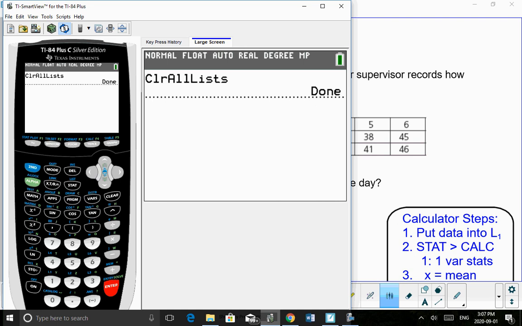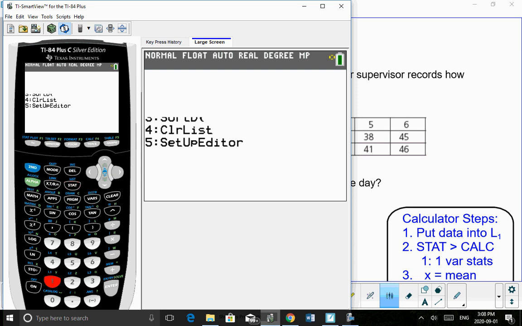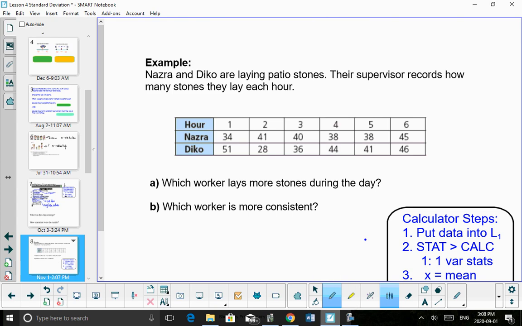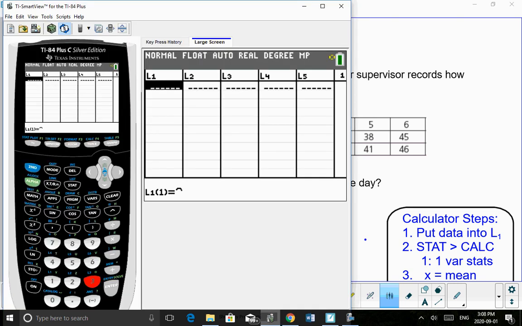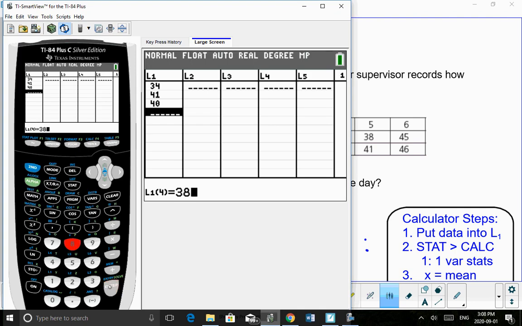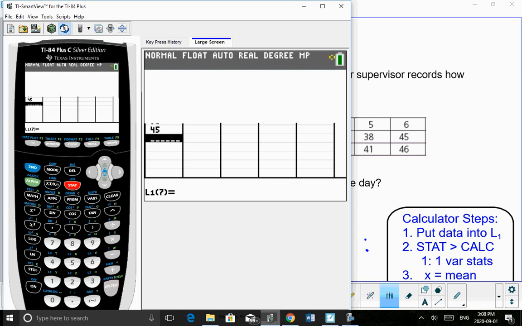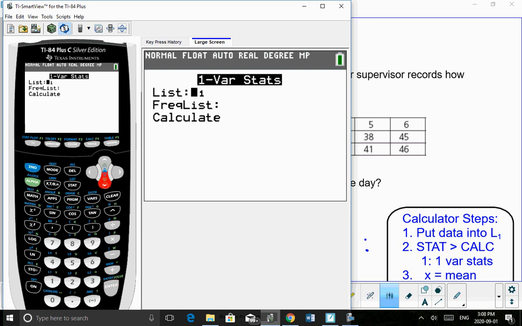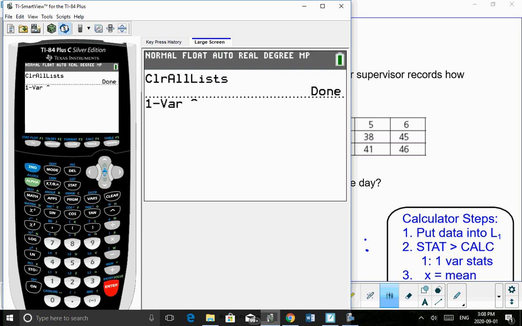Okay, so now I'm going to go back to hit stat. I'm going to pick number 1, and I'm going to enter this information into list 1. Now we have to do each person separately. That is the only problem with this. So 34, 41, 40. And then we have 38, 38, 45. Okay, so then I go stat, I go over to calc, I pick number 1, I go down to calculate, and I hit enter.